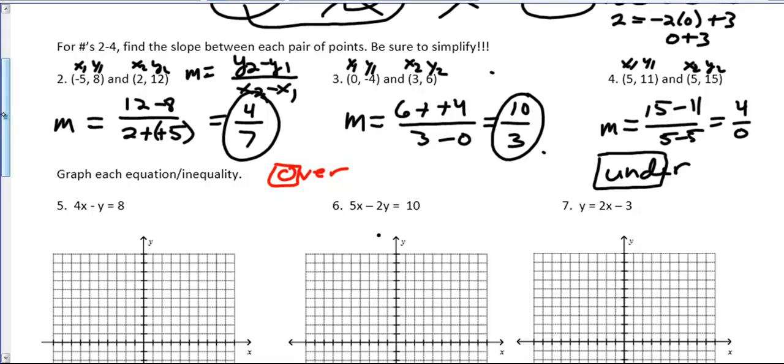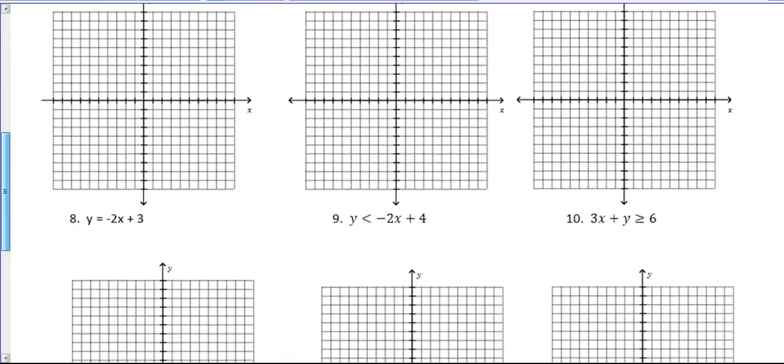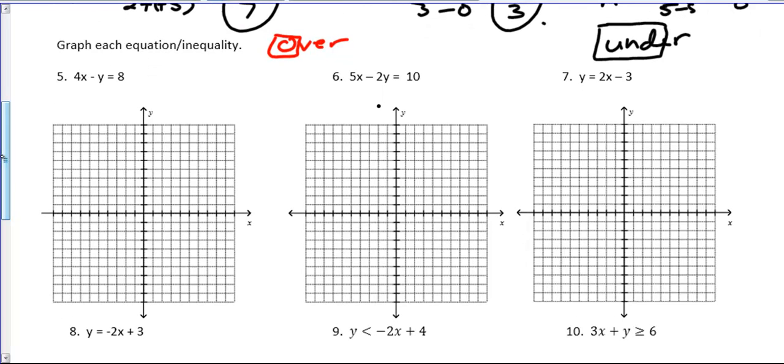The next set of problems we're looking at, there are 6 graphs that we have to do. It's either an equation or an inequality, and if you look, you can see all 6 equations or inequalities here.